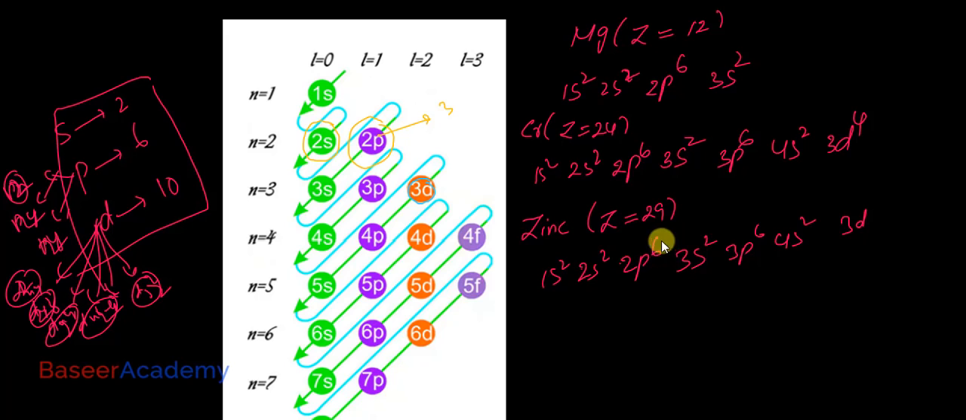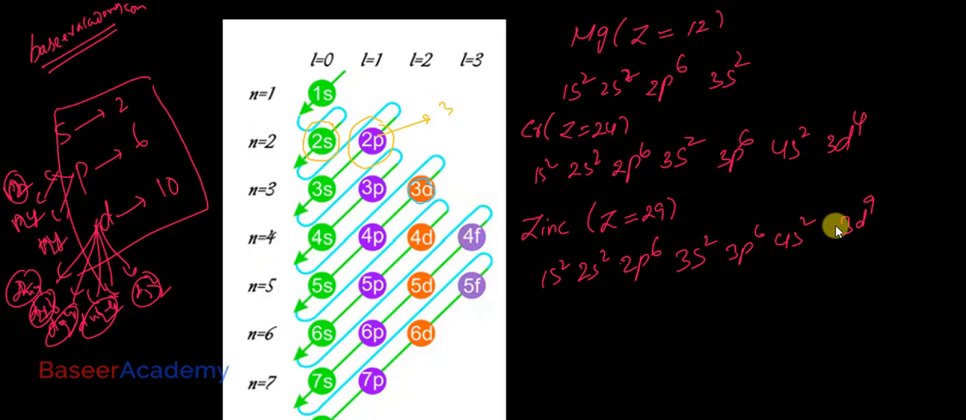2 plus 2, 4, 4 plus 6, 10, 10 plus 2, 12, 12 plus 6 is 18, 18 plus 2 is 20. So 20 electrons have already occupied the orbitals. 29 minus 20 is 9, so 9 electrons are remaining. So the rest of the 9 electrons will enter 3d orbital. So this is how you write down the electronic configuration.